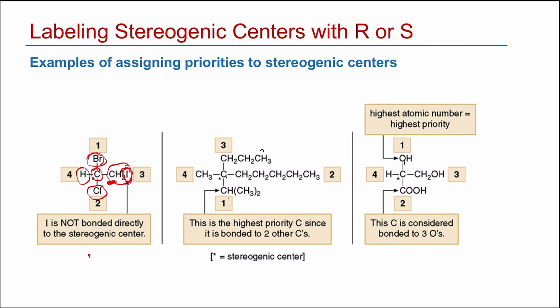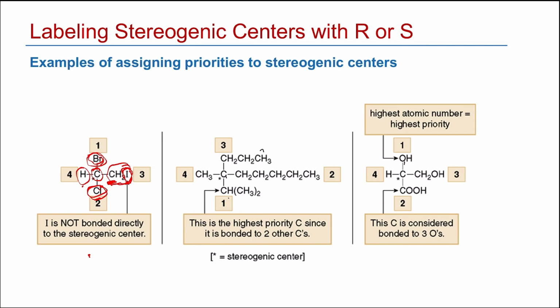So bromide will have the highest priority. It has the highest atomic number, so we will give it priority 1. And then chloride again has higher priority than carbon. It has higher atomic mass than carbon, and of course more than hydrogen. Hydrogen will always take the lowest priority. If you have hydrogen, it will always be number 4. So chloride will be number 2, and then the CH2I will be 3, and then the hydrogen 4.